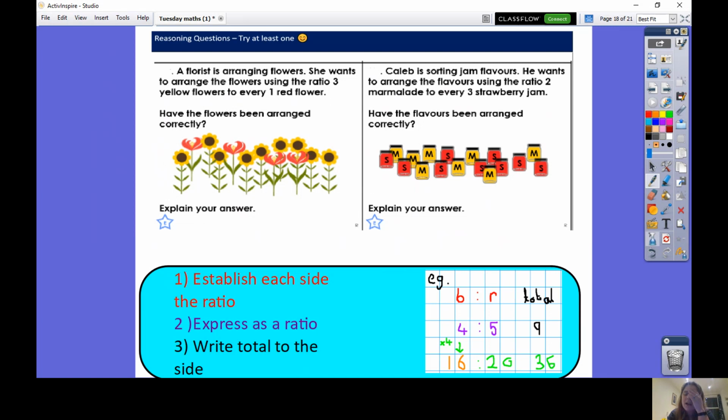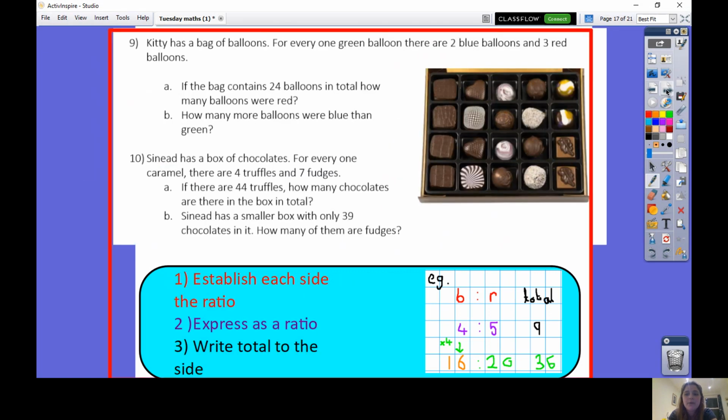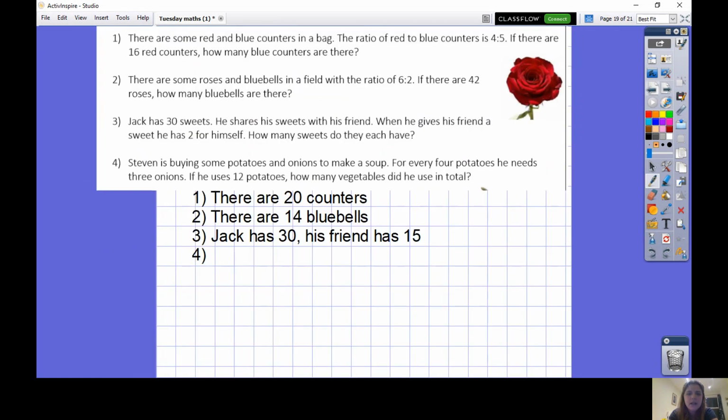Okay, I'm going to start going through the answers. Well done if you have been working really hard and persevering. I'd be very impressed at anyone who's managed to get all of these questions done. I'm just going to go through the answers because I don't necessarily want to show you the working out for all of them, because I need to see whether or not you've done it correctly yourself. But for some of them, I'm going to show you how you could have done it. So question 1, 20 counters, 2, 14 bluebells, 3, Jack has 30, his friend has 15.